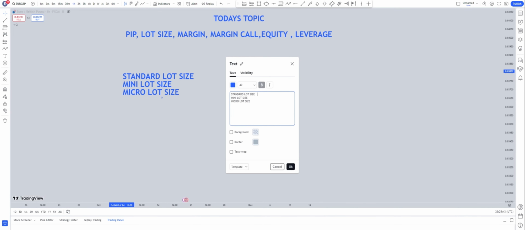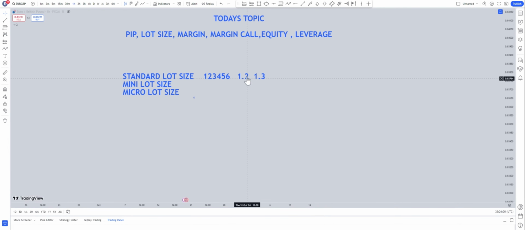Let's differentiate them. A standard lot is anything around 1, 2, 3, 4, 5. You can see a number that starts from 1. The first number has to be 1. Another way it can look is something like 1.2 or 1.3. All these are standard lots because the first number starts from 1, before you get to the points.